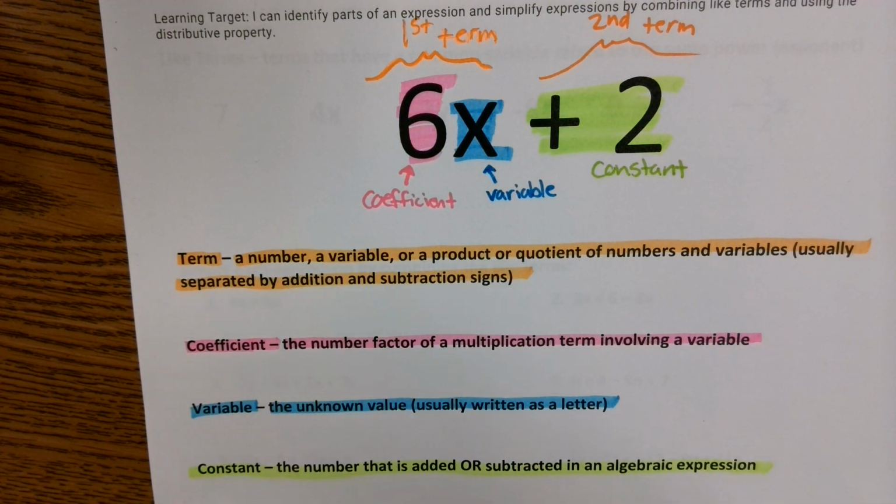Your constant is a thing that does not change. You are always adding the 2, or you are always subtracting a 7, or whatever it might be. But it is always just a plain number. It's constant. There's no variation to it.